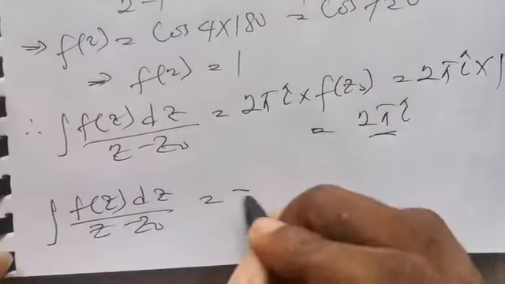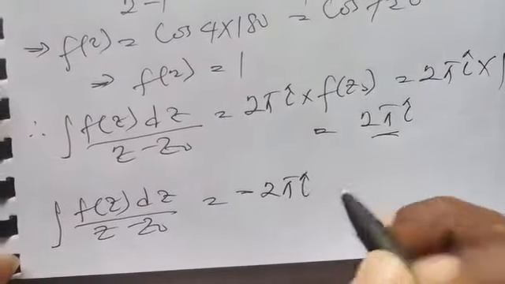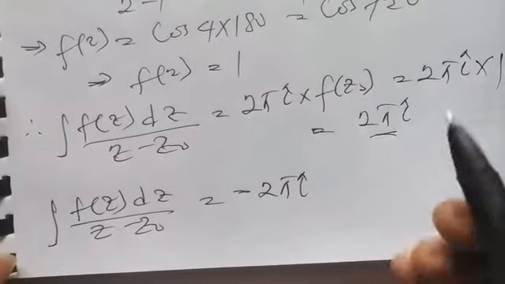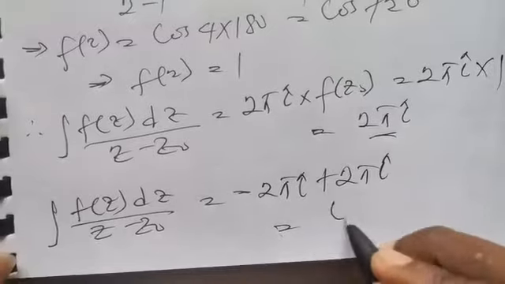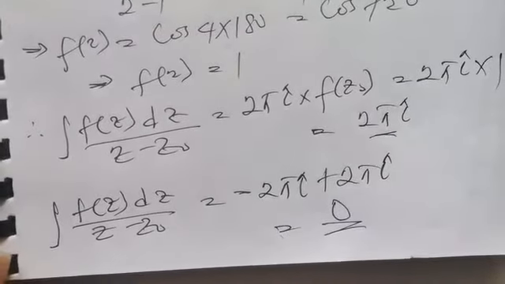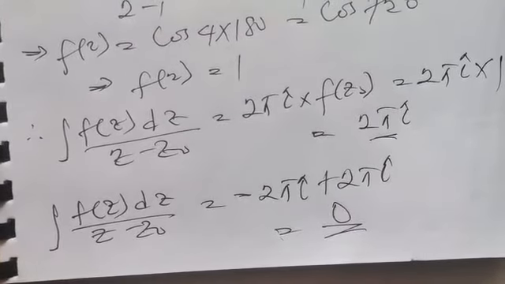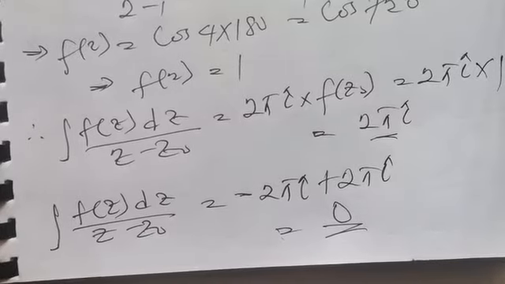So we had minus 2 pi i. Now when the pole was 2, we had 2 pi i. So we add plus 2 pi i. So the answer is simply equal to 0. So for that question, that integral is simply equal to 0.